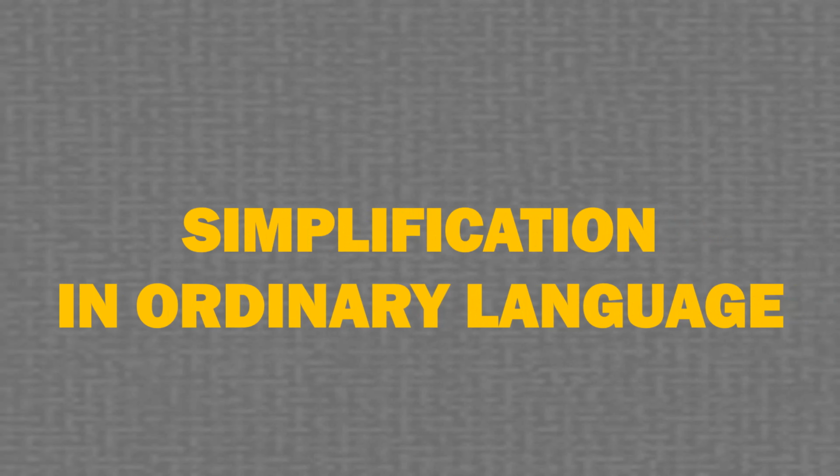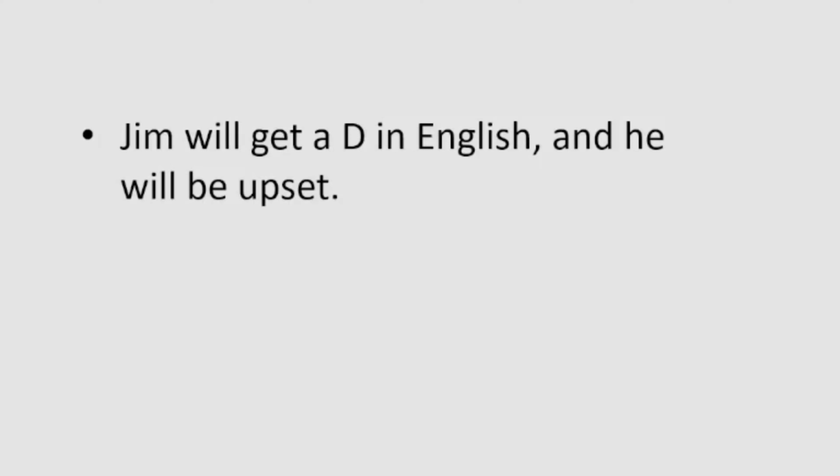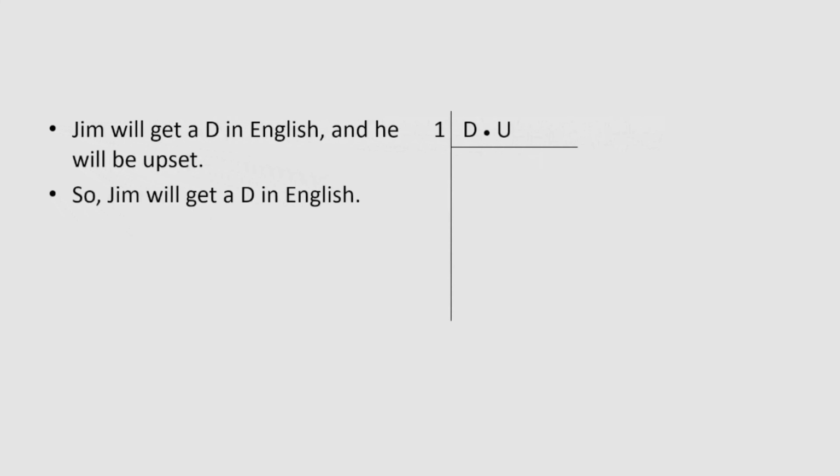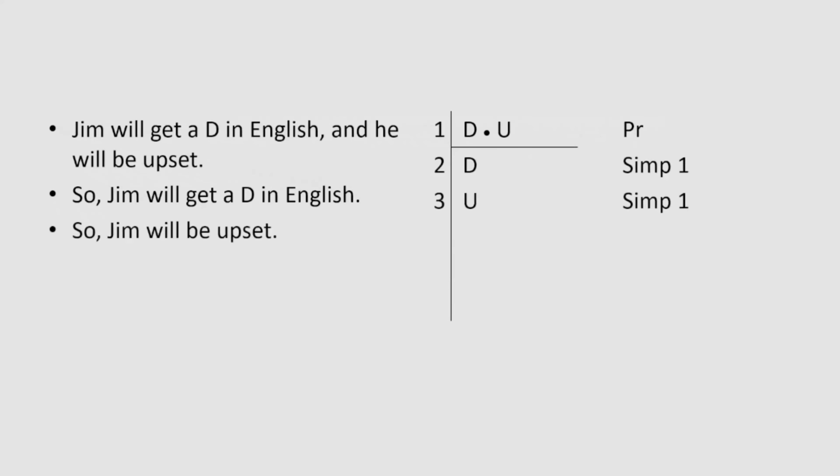The simplification rule is quite intuitive, as is shown by the following examples. Jim will get a D in English and he'll be upset. Surely we can infer that Jim will get a D in English. We can also infer that Jim will be upset. This is just what simplification allows us to do.